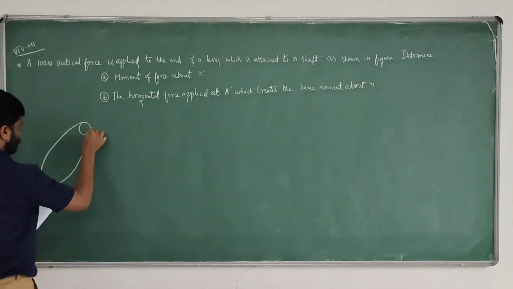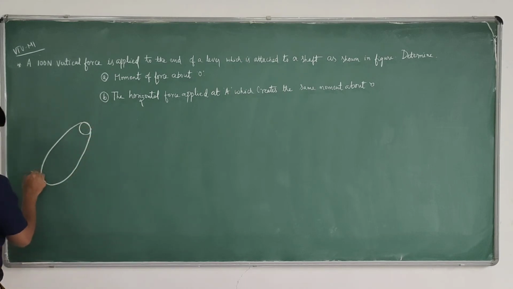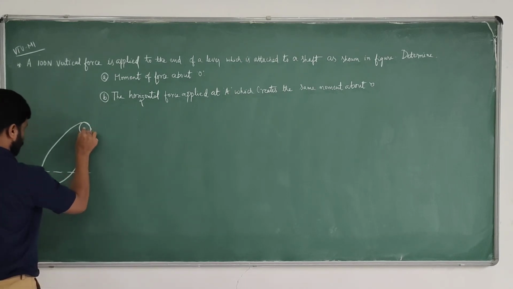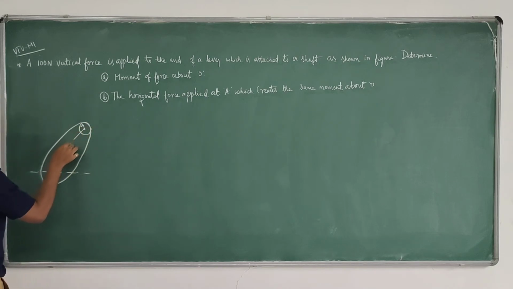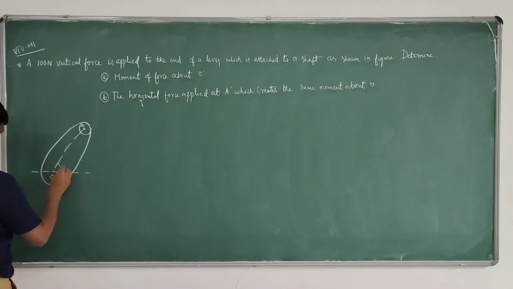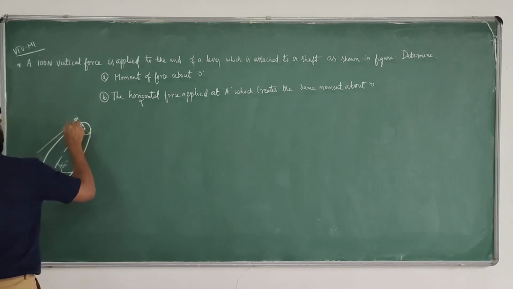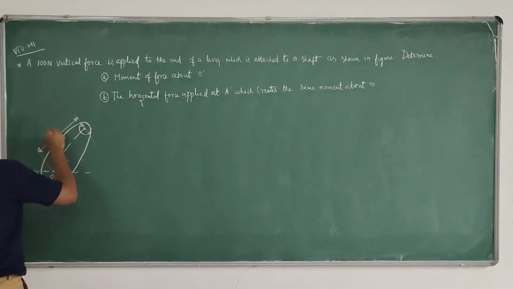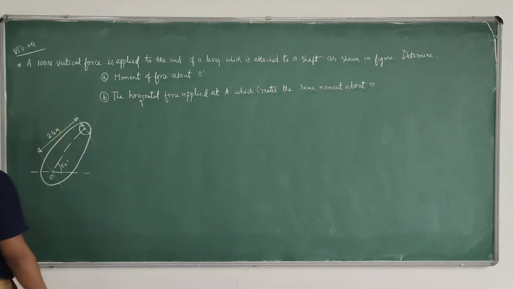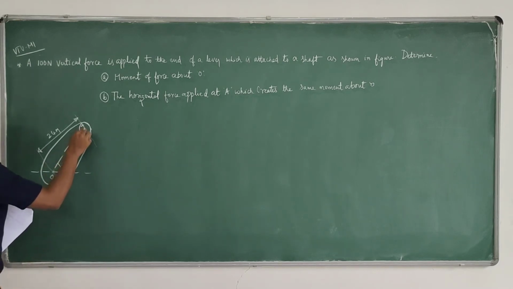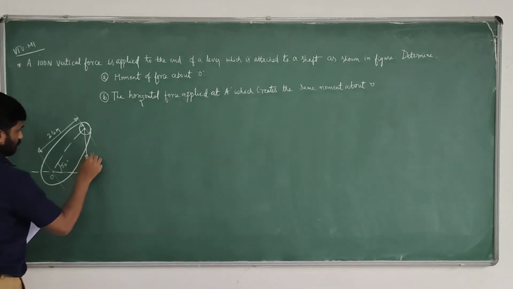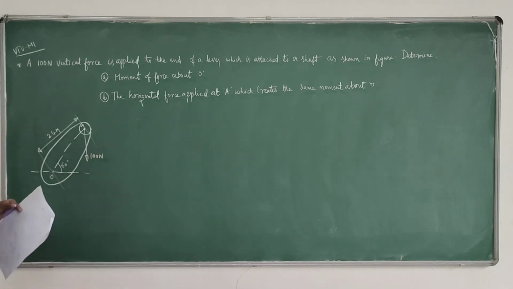The shaft: this is point A, this is O, and this angle is given as 60 degrees, and this distance is given as 24 meters, and one more force, a vertical force, is given as 100 Newton. This is the given problem.